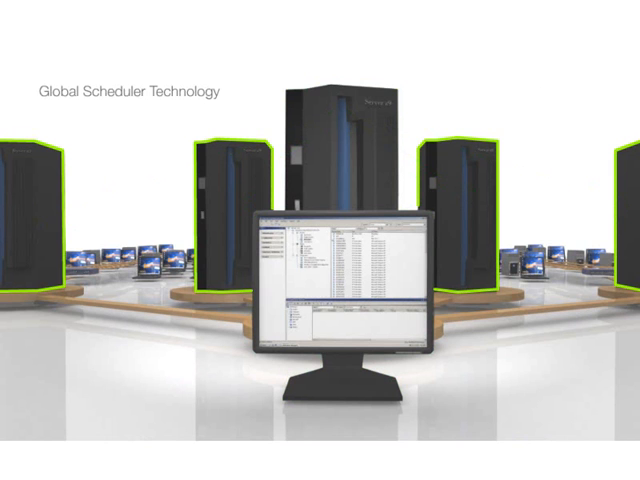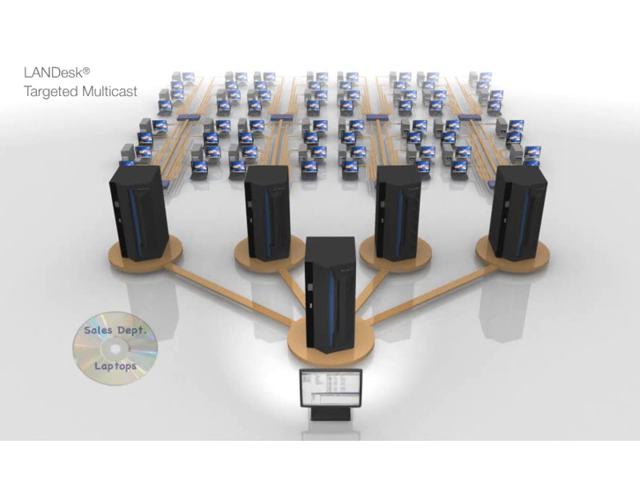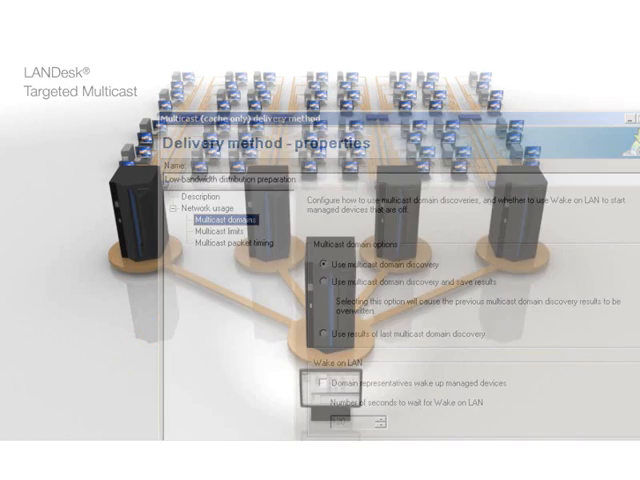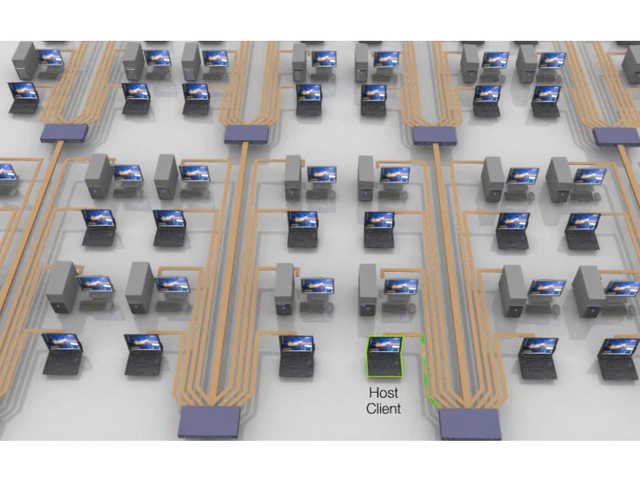LANDesk Targeted Multicast Technology substantially reduces the network bandwidth required for large package distribution to multiple users, and without dedicated hardware or router reconfigurations. Targeted Multicast Technology delivers a single copy of the package, then uses an efficient multicast on the subnet to distribute the package to all targets at once.